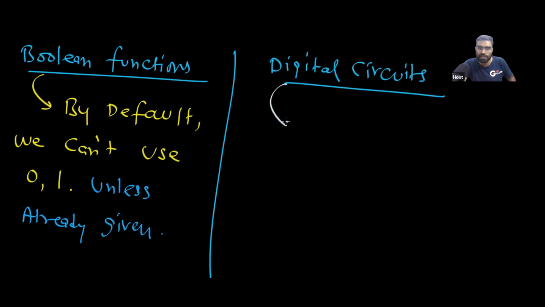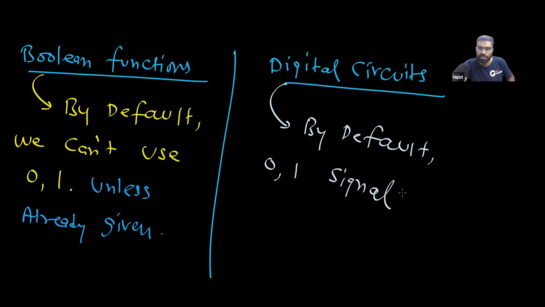But in the digital circuit, by default, these 0, 1 signals are available.